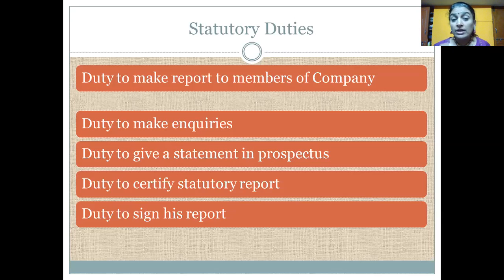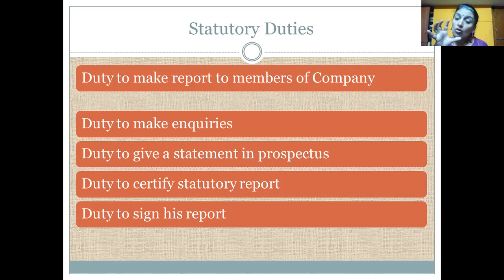Duty to give a statement in the prospectus. As you know very well, the auditor, especially the first auditor, is appointed just when the company is getting formed. First stage in the formation of a company is promotion, and next stage is registration. Just after the registration, the first auditor will be appointed by the board of directors. Therefore, now he has to look into the matters of capital subscription as the third stage, and then the fourth stage, commencement of business. In all these stages, he has to be very careful about all aspects.